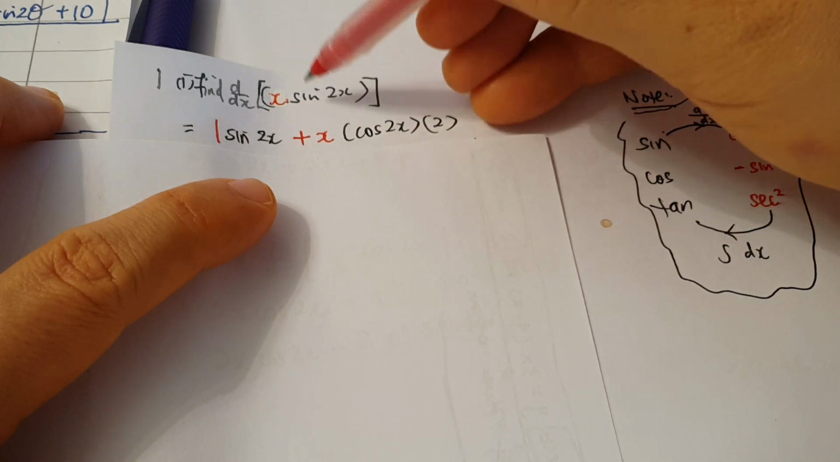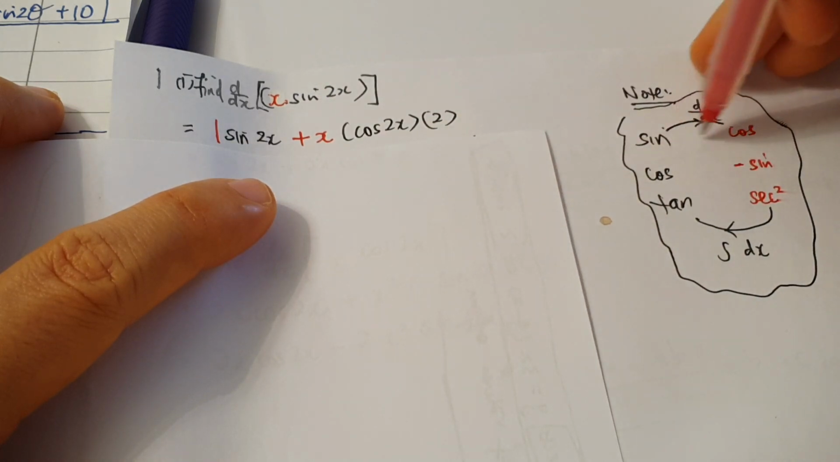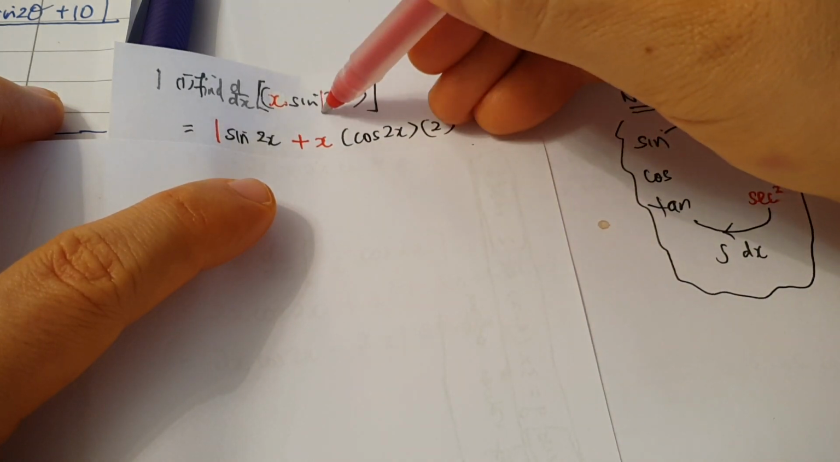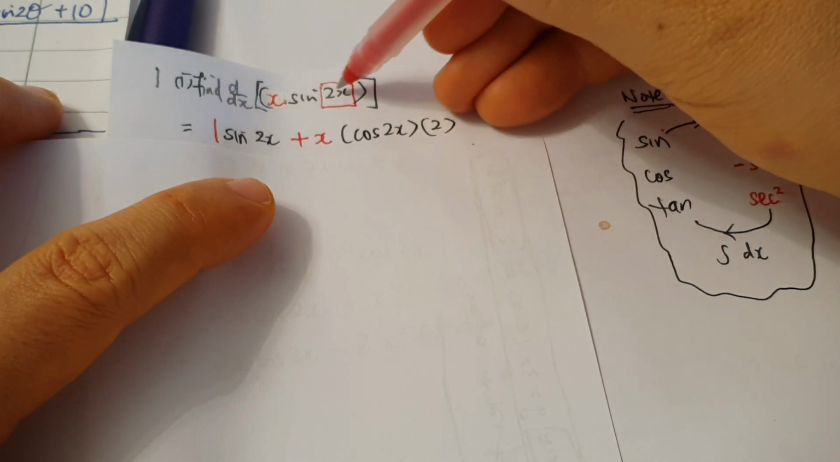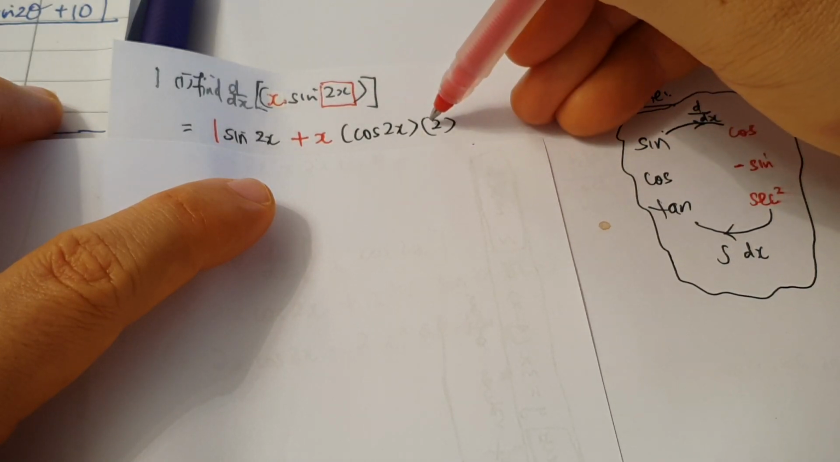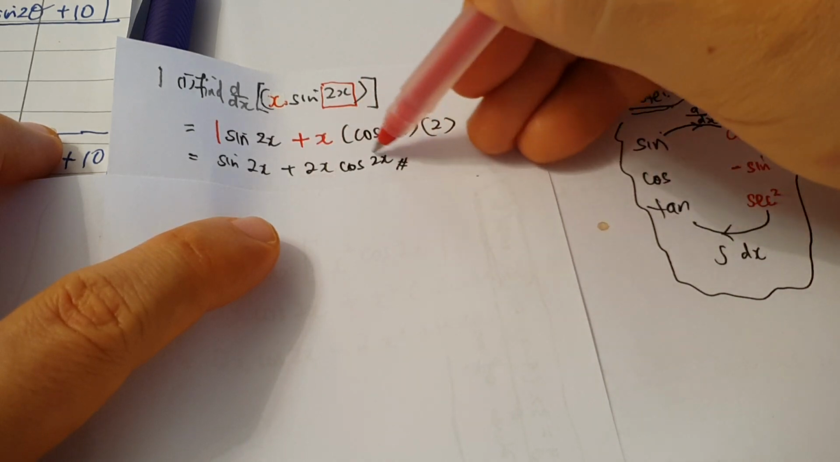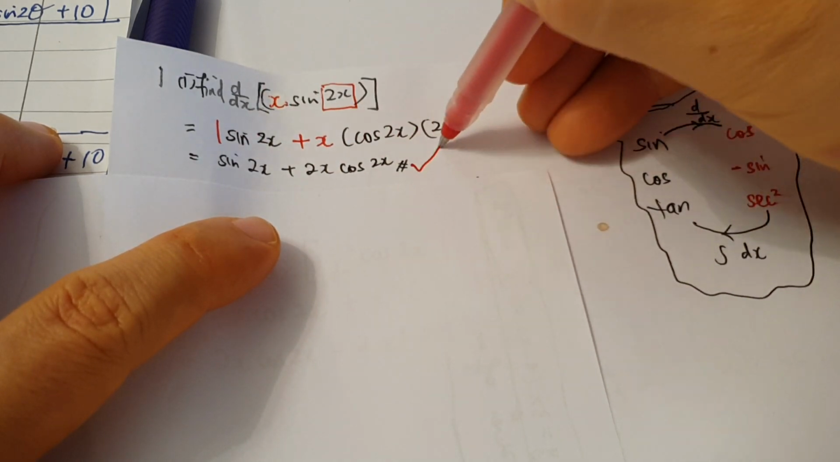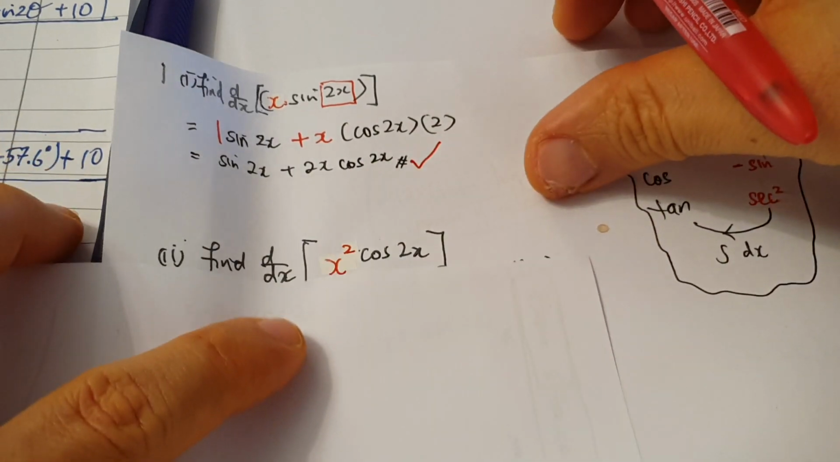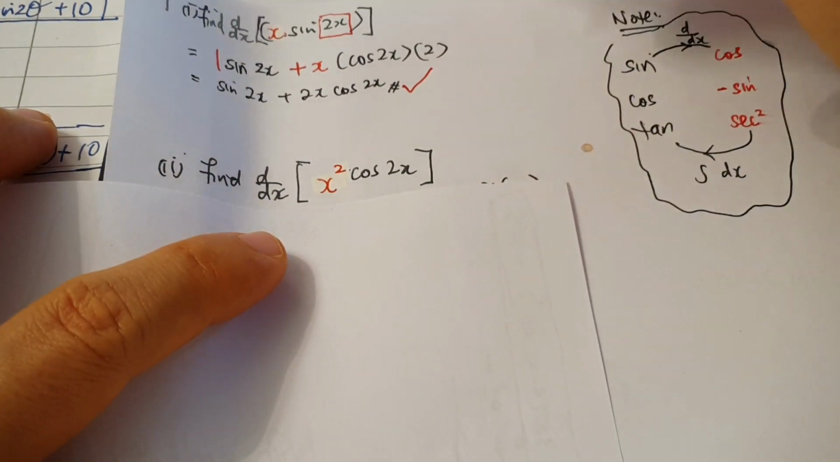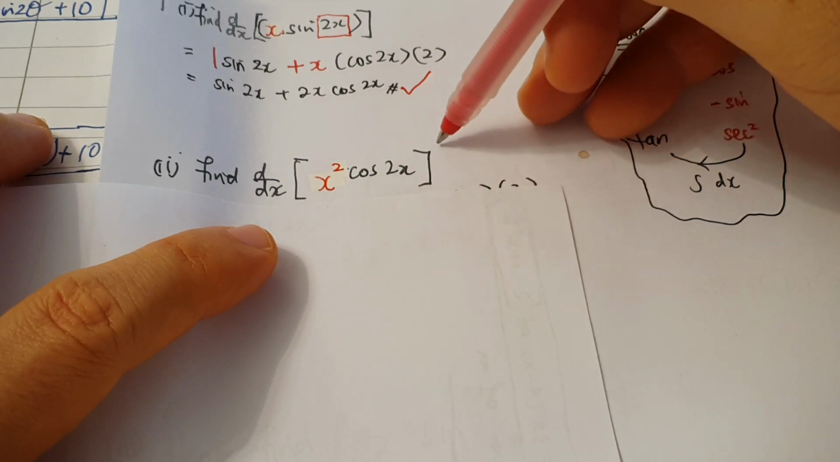And when you differentiate sine, you get cosine. And don't forget to differentiate the argument. Differentiate 2x, you get 2. Okay, then rearrange into sine number algebra. Okay, so that's your answer for the first part. Second part, more or less the same, but now is x squared and cosine 2x.